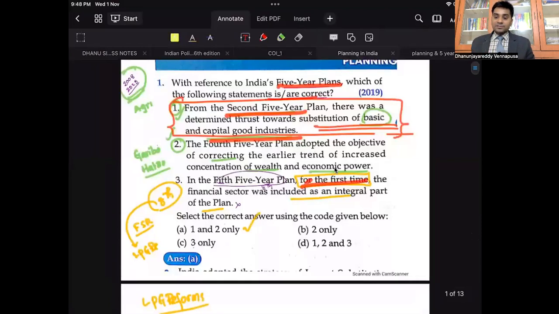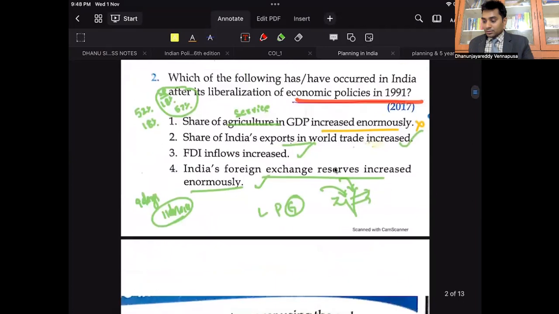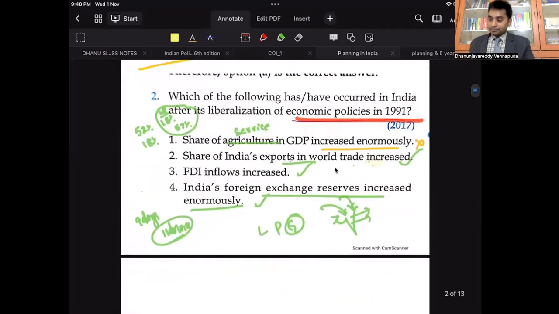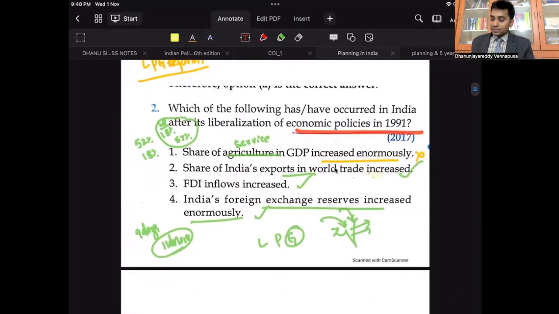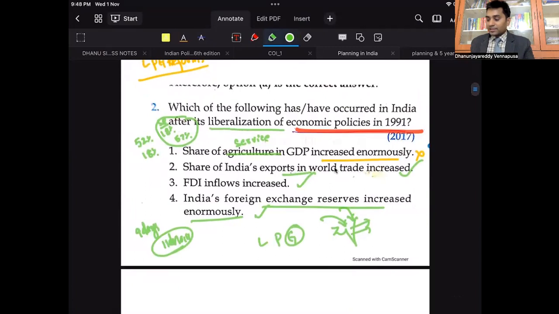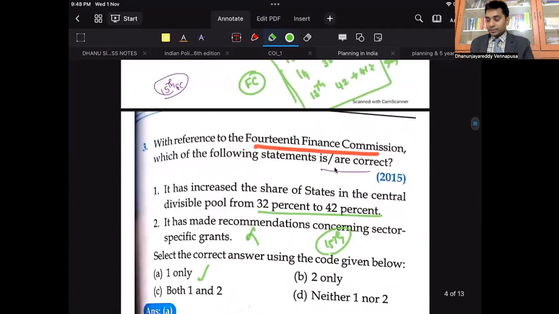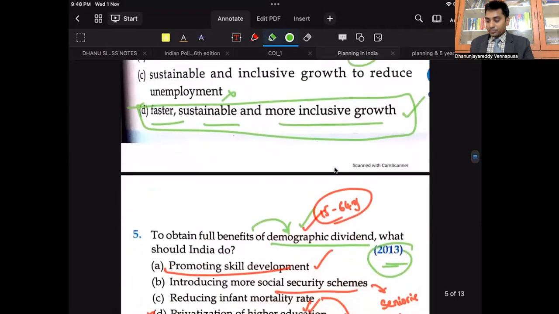So I will summarize this. Now what are the tips here? There are only two tips. One thing is you have to learn by heart the objectives. The second thing that you have to focus is like this. Look at this. They are asking about liberalization impact on the economic policies of 1991. Not that. Look at a tip here.